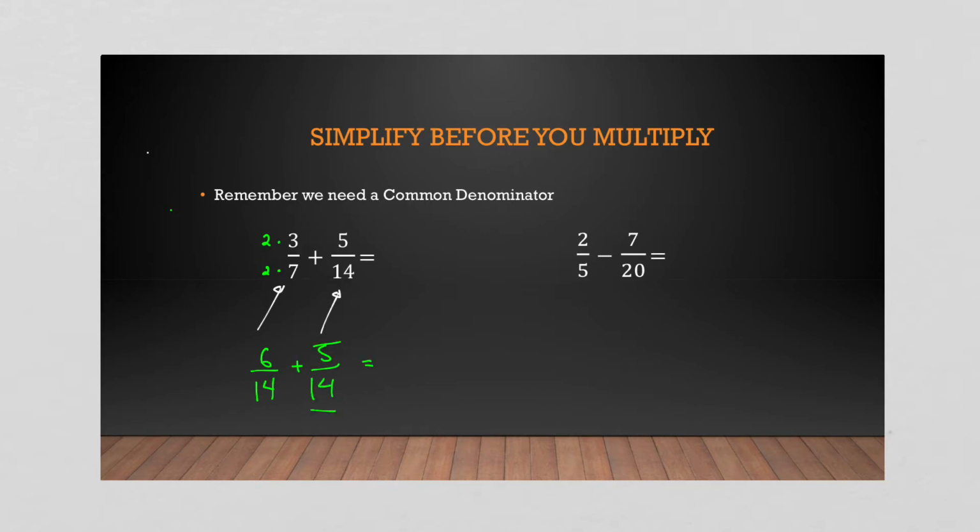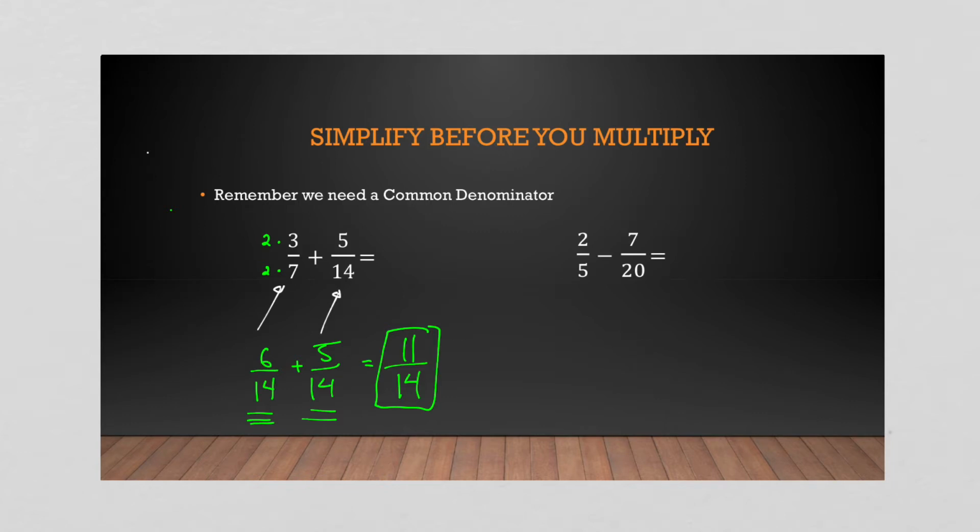And now since we have the same sized pieces, we just add up however many we have. We have 6 of them, we add 5 of them, we end up with 11 of that size. You don't add the denominators, obviously, because the denominators are the size of the pieces, and the size of the pieces don't change when you add up the ones you have.